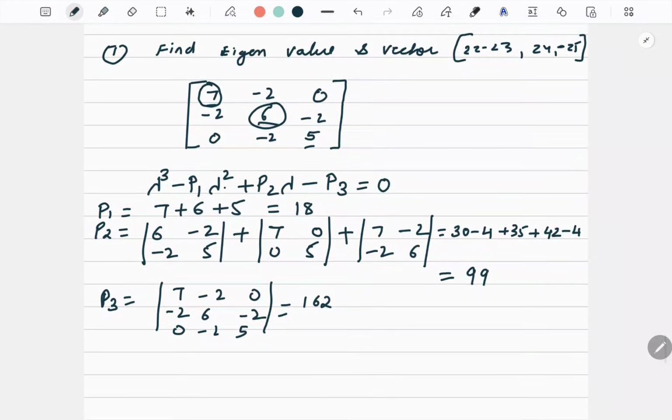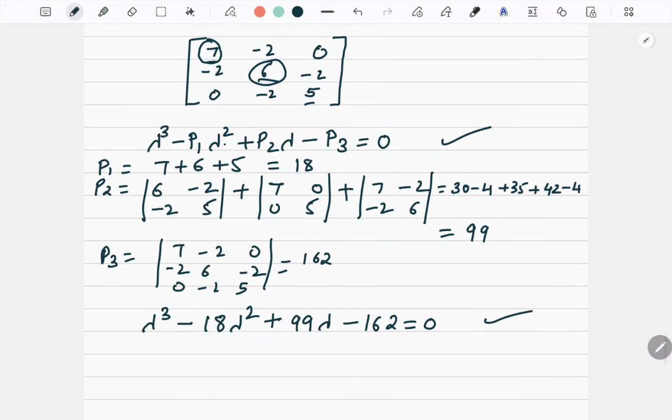Now I will put these 3 values here to get my characteristic equation. So lambda cube minus 18 lambda square plus 99 lambda minus 162 is equal to 0. Now take your calculator again, go to mode, go to equation and solve this. You will get lambda is equal to 3, 6 and 9. Now how do you check whether this answer is correct? See, 9 plus 3 is 12, 12 plus 6 is 18, and the sum of diagonal elements is 18, which means I am correct. In the same way, if you multiply these, it should be equal to 162. This is how you can check at this step whether you are correct or not.